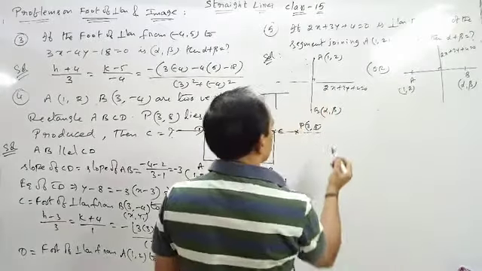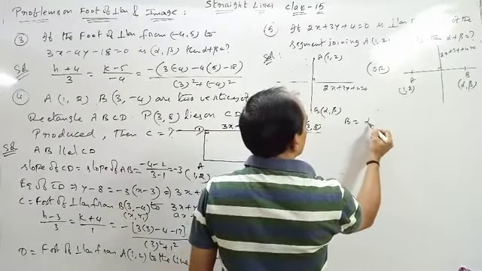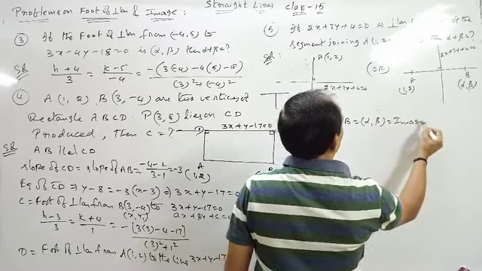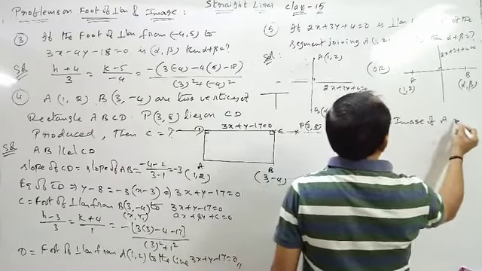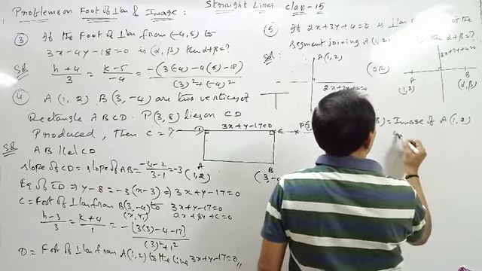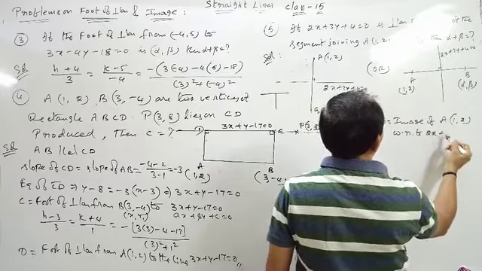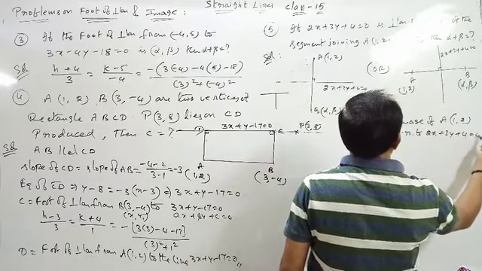Okay, now B (alpha, beta) is equal to the image of A (1, 2) with respect to the line. What is that line? 2x plus 3y plus 4 is equal to 0.